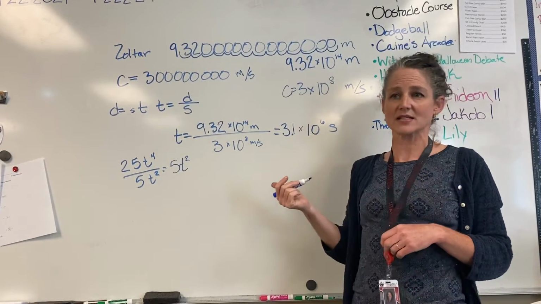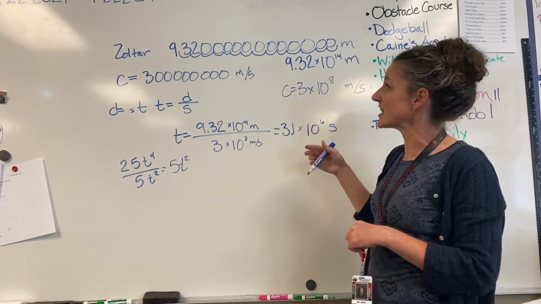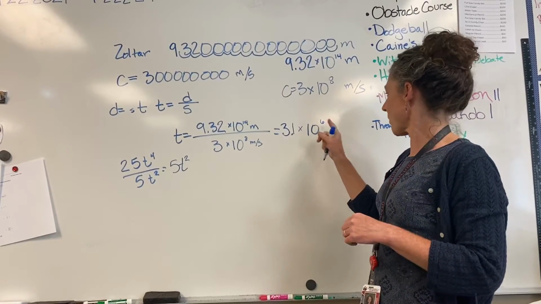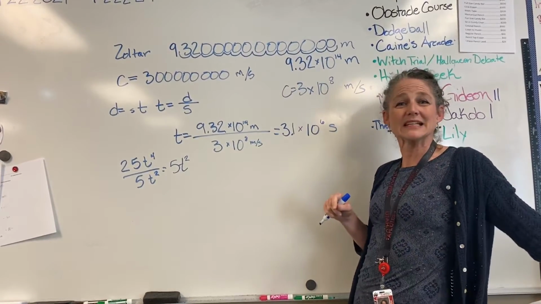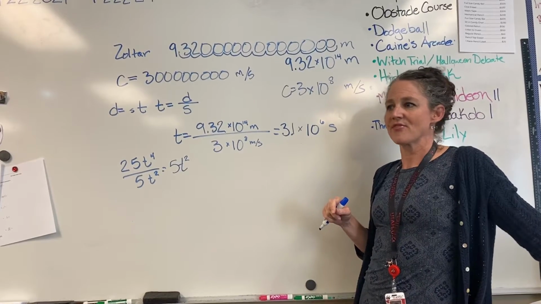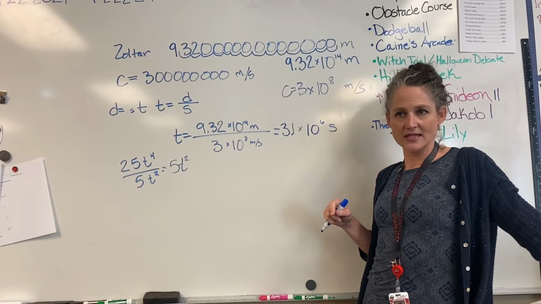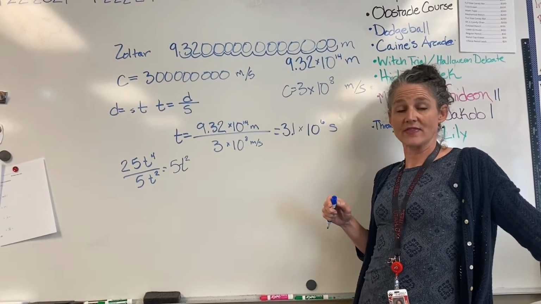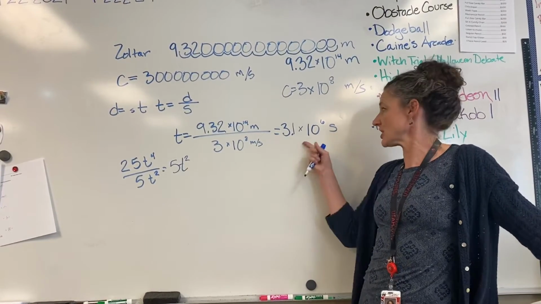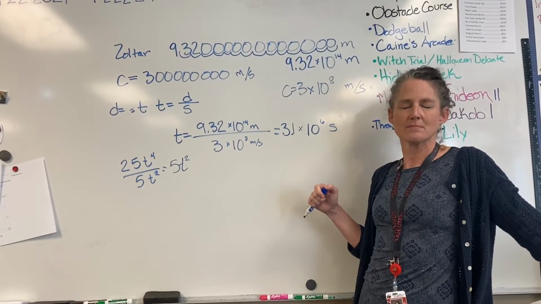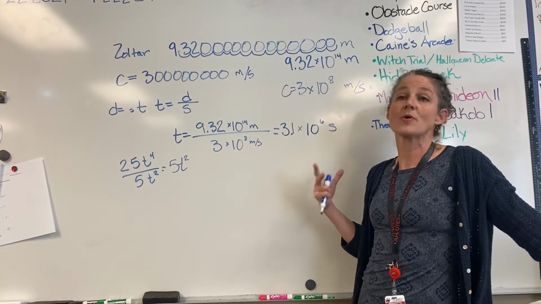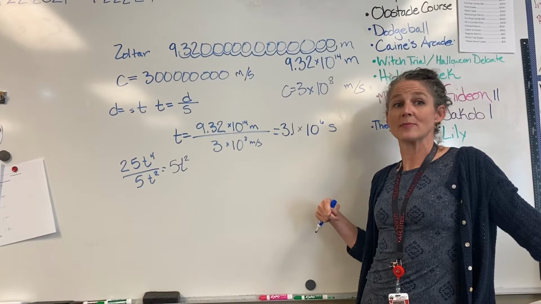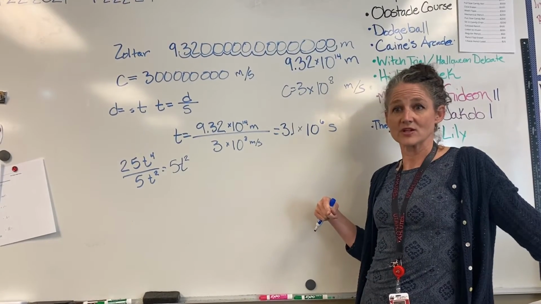So how long does it take for the sunlight to get from the sun to Zoltar? 3.1 times 10 to the 6th seconds. 3.1 million seconds. That is a hot minute right there. That's a long time. Is the light gonna ever get there? Yes, it's just gonna take 3.1 times 10 to the 6th seconds, which is 3.1 million seconds. It's gonna take a bit, but it'll get there eventually.